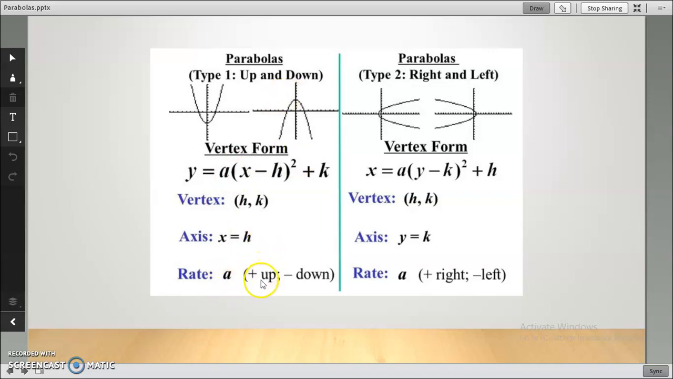And so this also lets you know if the parabola is going to be pointing up or down. If a is positive, it's pointing up. If it's negative, it's pointing down. And the vertex is either that minimum point or the maximum point.